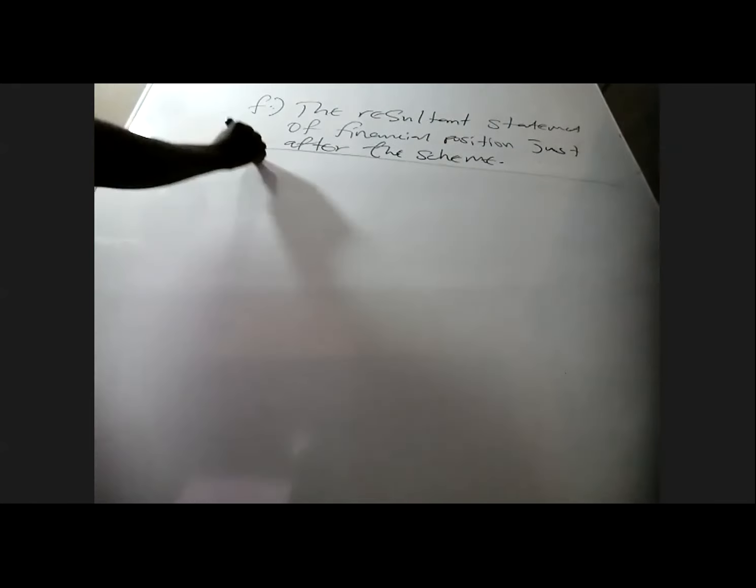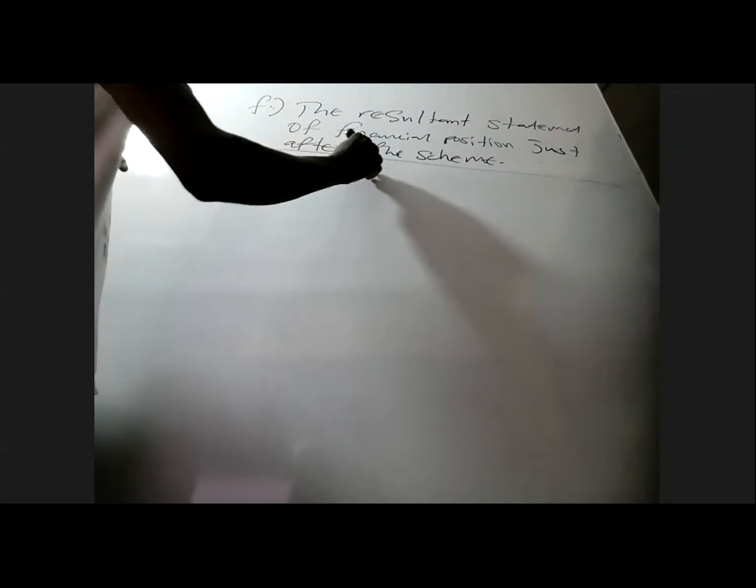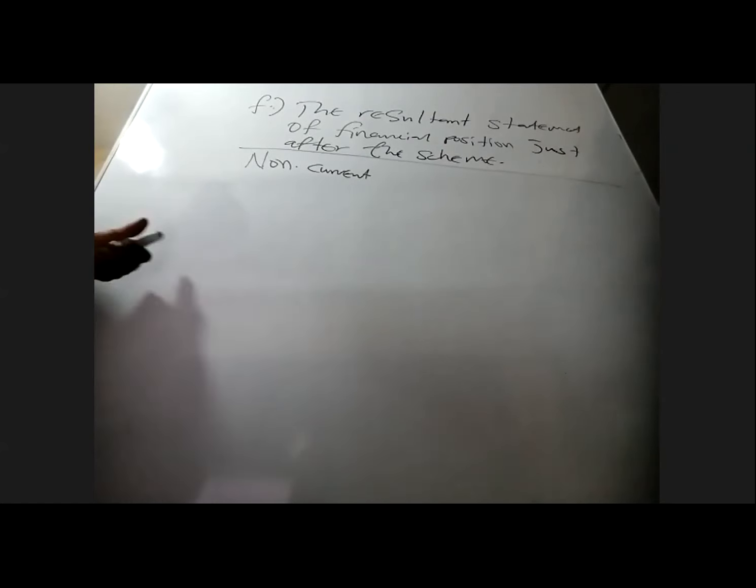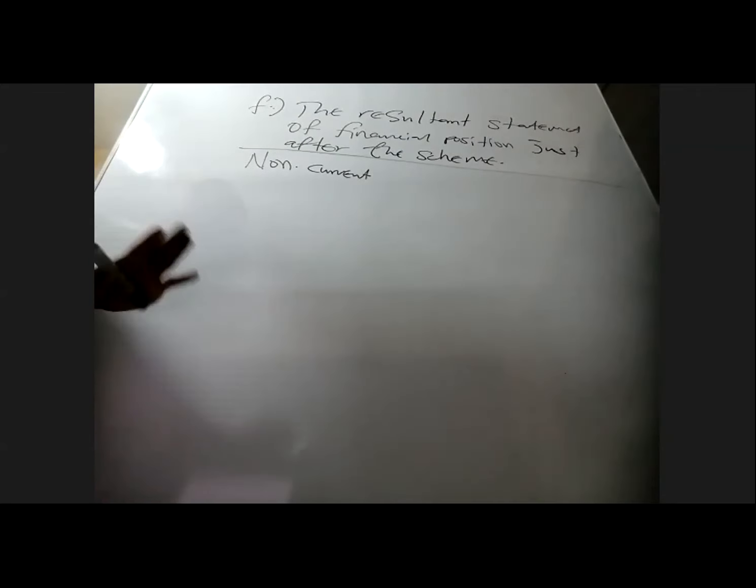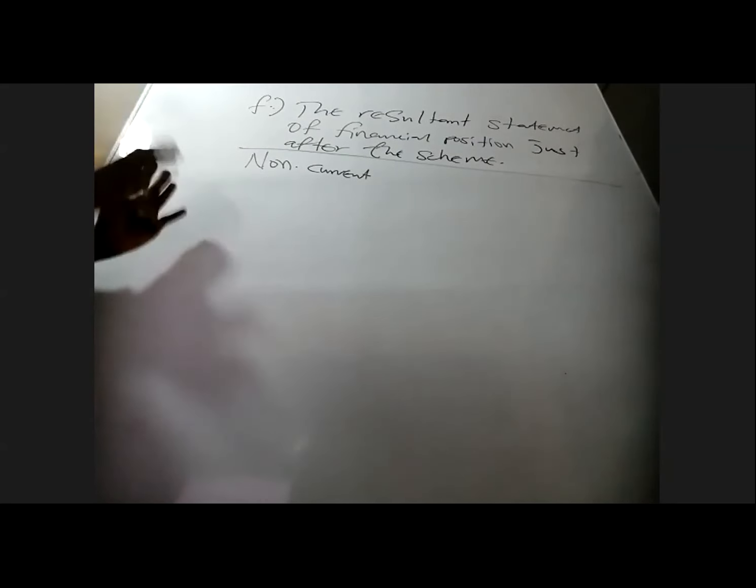Now, non-current asset. Please, any goodwill must be written off. If there's any goodwill in the question, it must be written off. Anywhere you see goodwill, it must be written off. In this question, there's no goodwill in it. So we were safe. Good.